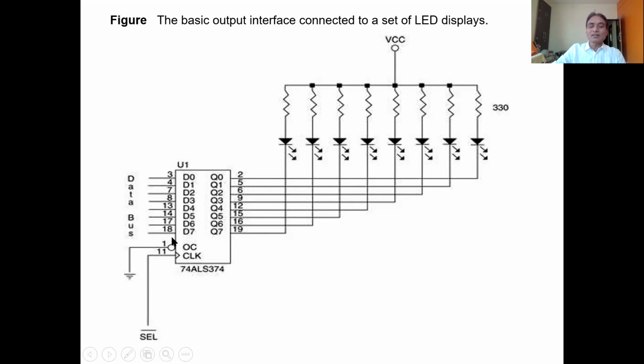And these two are control terminals. This has to be connected to logic 0, as it is called the output enable input, and this is the clock signal. You can see this is a negative edge trigger clock pulse. So this is the latch. 74ALS374 is the name of the device.